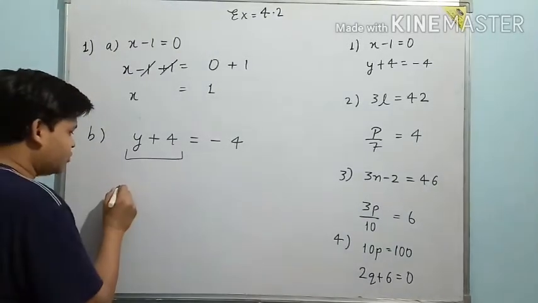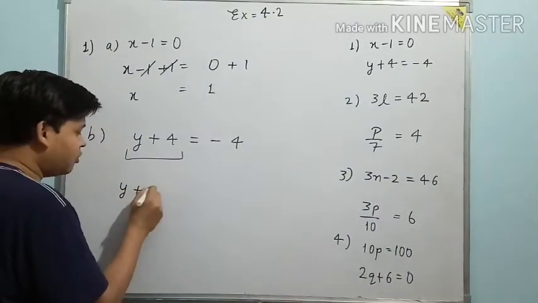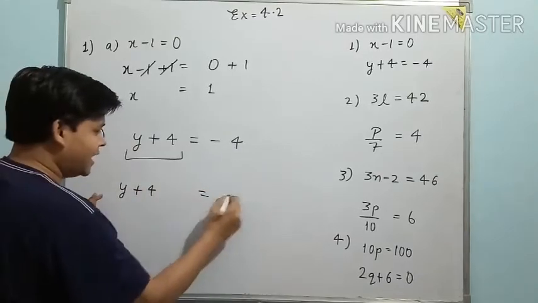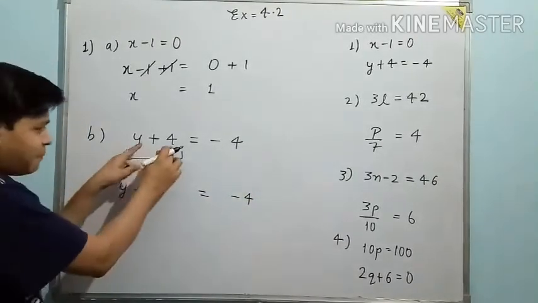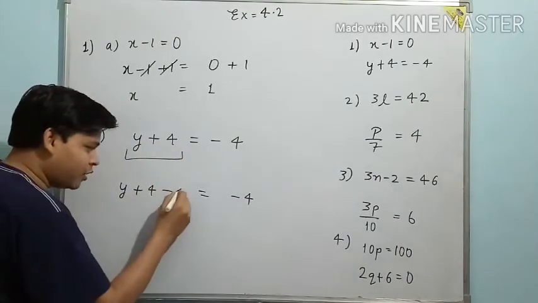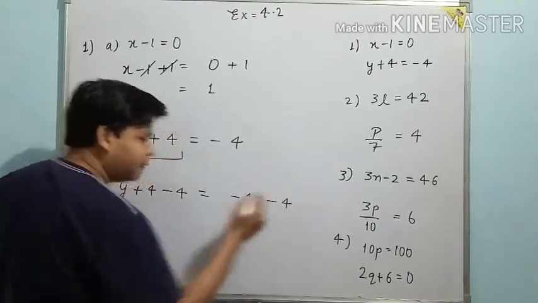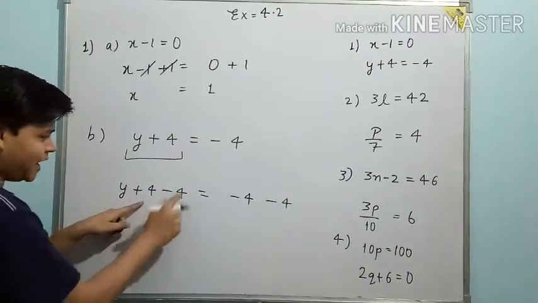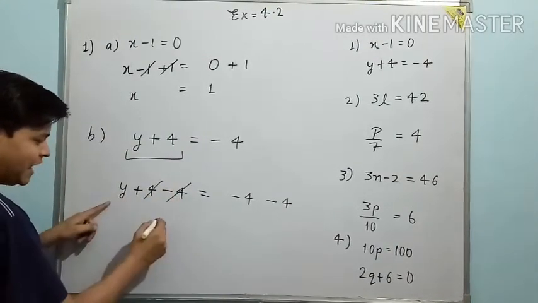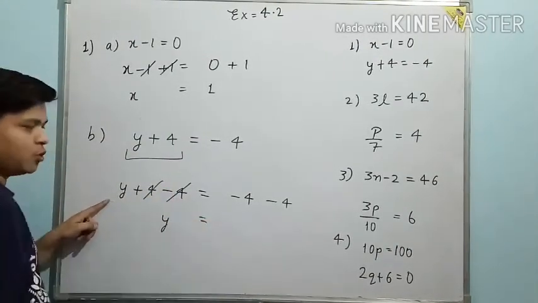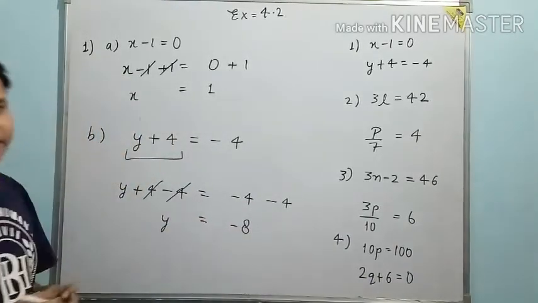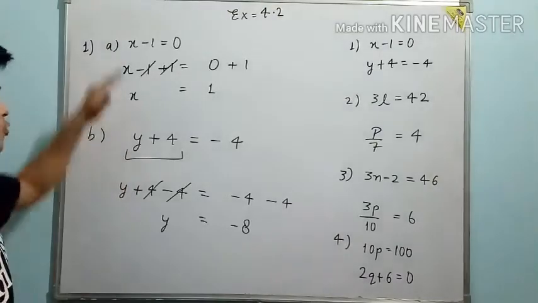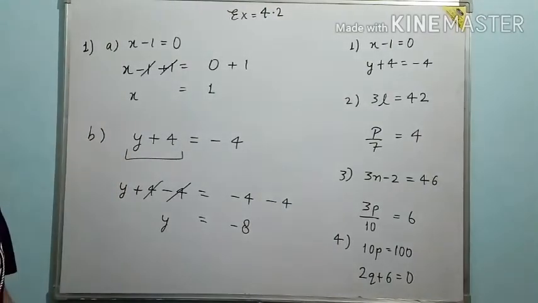Like first of all, write down the same, y plus 4, which is given, as it is. First of all, I have copied the same. Now as we have +4 here, so do -4 here also. Now solve. So +4 and -4 will get cancelled. So we are left with only y. Equal is equal. -4 minus 4 will become -8. So here it is also done. So I hope you all would have understood this first part.